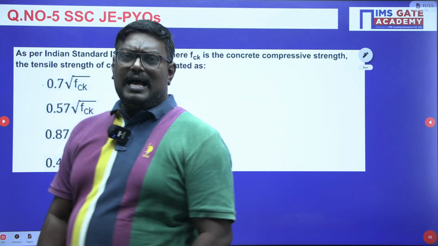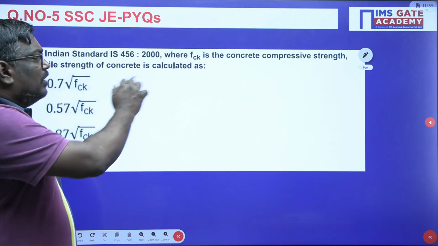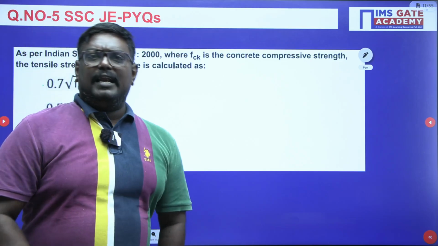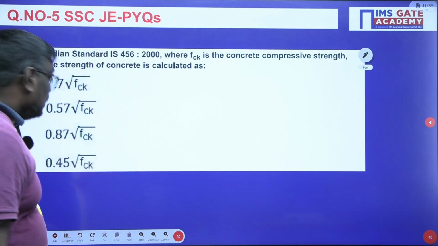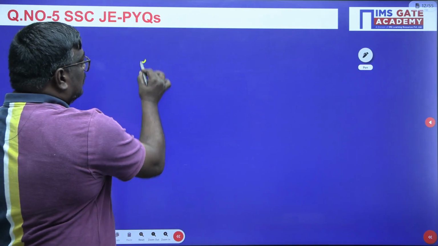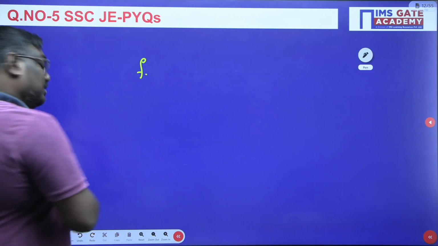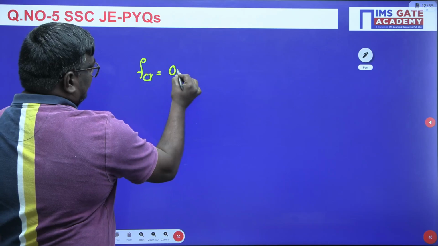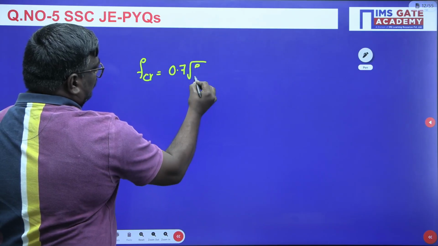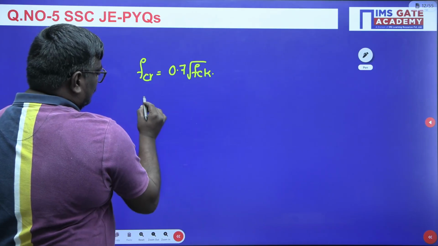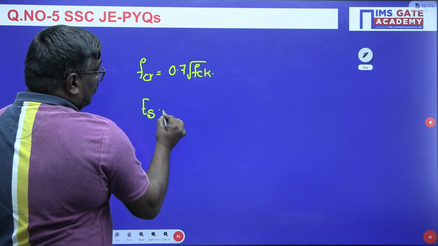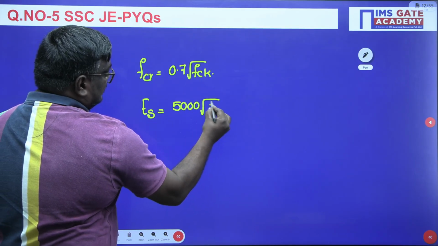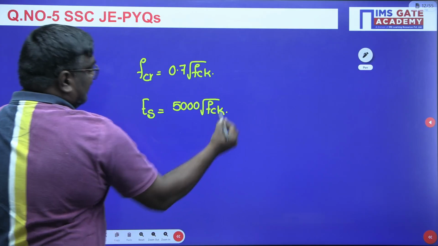Now, see students, as per Indian Standard, where fck is the compressive strength, the tensile strength is asked. It is a direct formula from IS 456. If they ask you the tensile strength, it is directly given as 0.7 root fck. They can also ask you what the short-term modulus of elasticity is. The short-term modulus of elasticity is given as 5000 root fck.